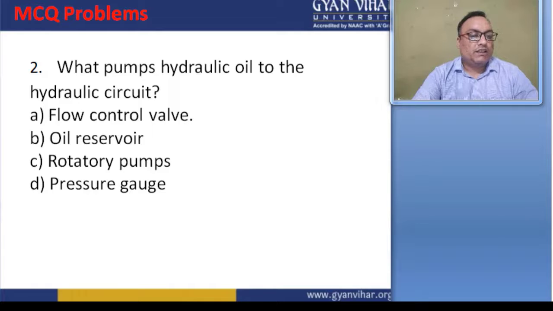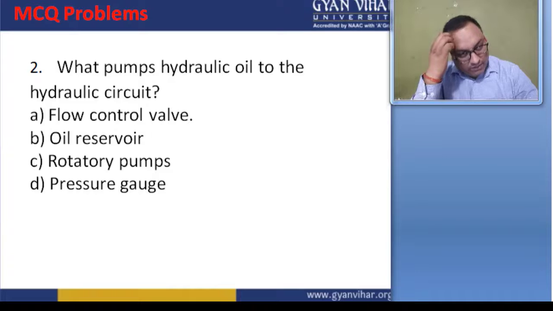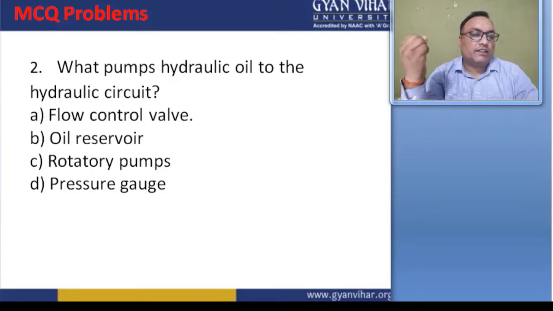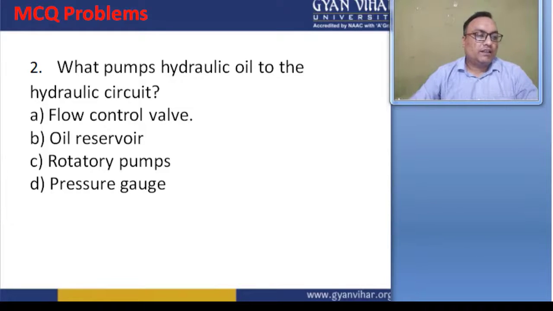So A is the correct option for this question. A is the right answer. Flow control valves are used to pump the hydraulic oil to the hydraulic circuit, right? The oil reservoir, rotary pump, and pressure gauge are the stationary units, right? And then we move to question number 3.